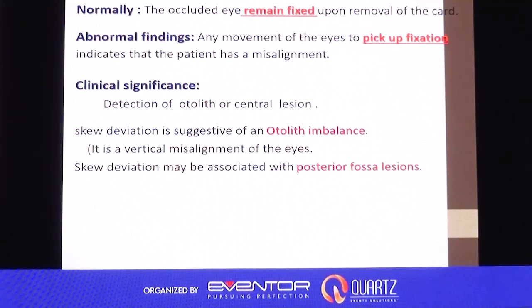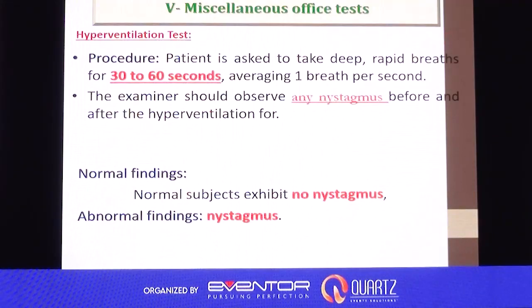The clinical significance is detection of otolith or central lesion. Skew deviation is suggestive of otolith imbalance, which is known as vertical misalignment of eyes, while skew deviation also may occur in posterior fossa lesions. Now to the miscellaneous office tests.